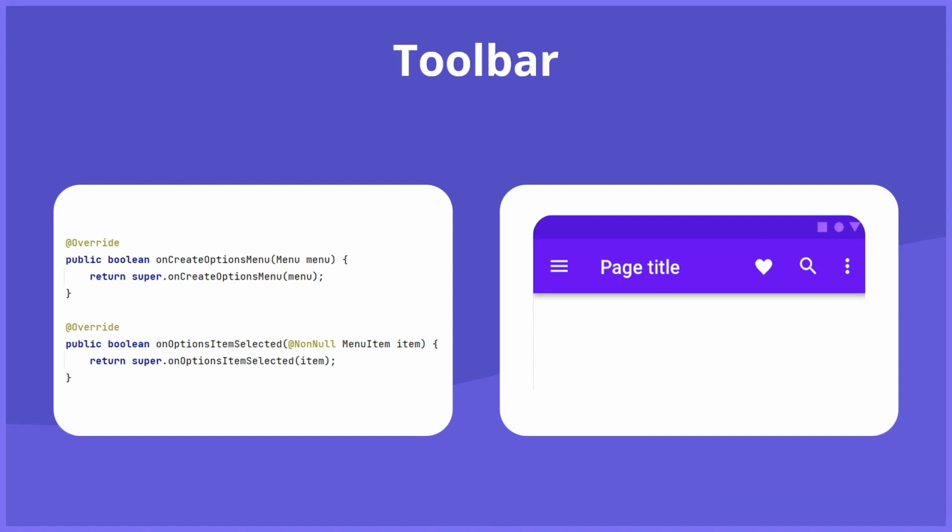Then, we were inflating the menu design we created by overriding the onCreateOptionsMenu method in the activity. And finally, with the onOptionsItemSelected method, we could listen to the clicking of the items on the menu and perform some operations accordingly. With the Material 3 library, this process has changed a bit. We no longer need to override the onCreateOptionsMenu and onOptionsItemSelected methods. If you want, let's move on to Android Studio now and continue from there.